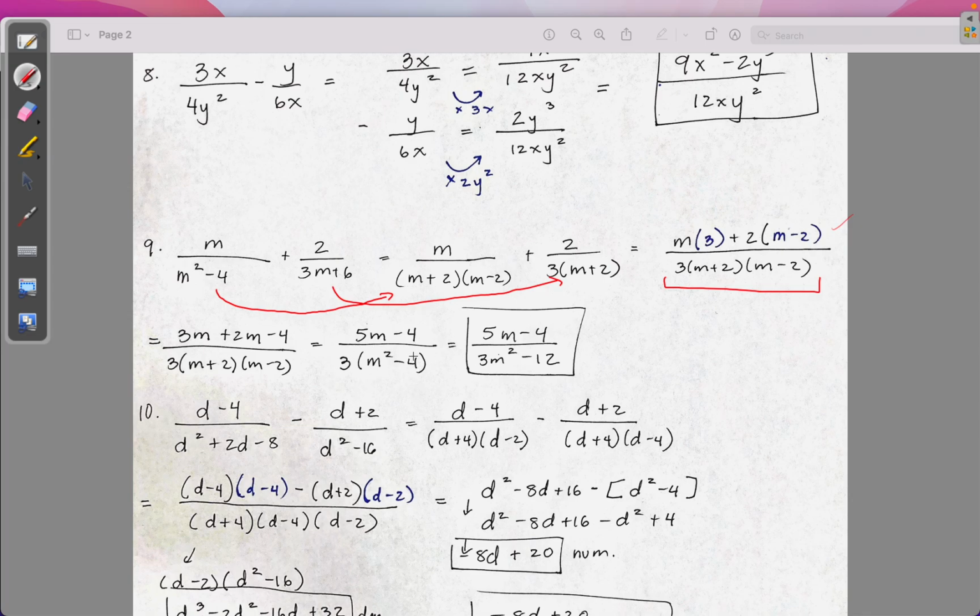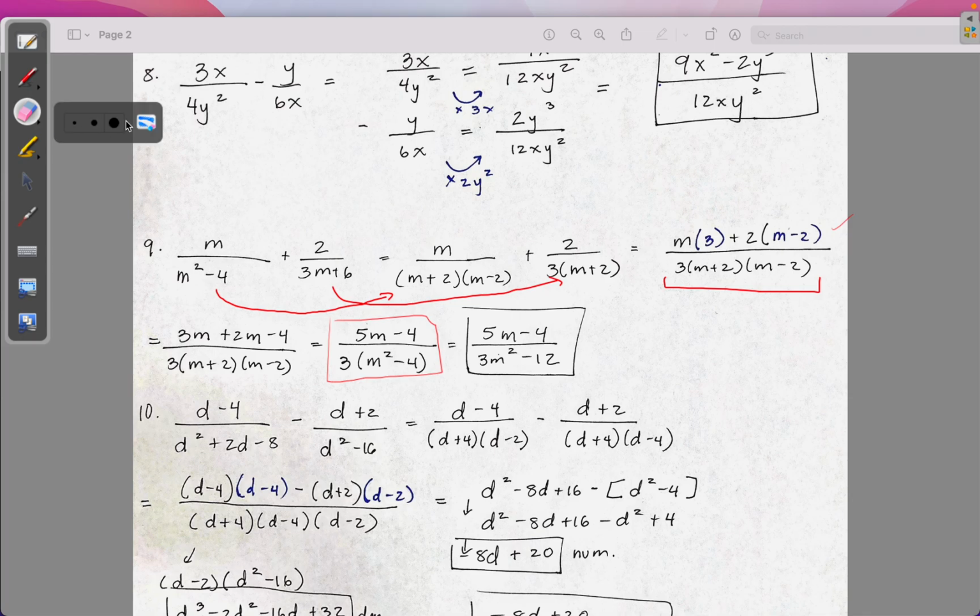I do want to say something about this last step. I was dissatisfied with leaving the answer in this form because the numerator is expanded, but the denominator is still factored. And so I thought that for the sake of uniformity, to be consistent, let me distribute the 3 so that both numerator and denominator are in expanded form.